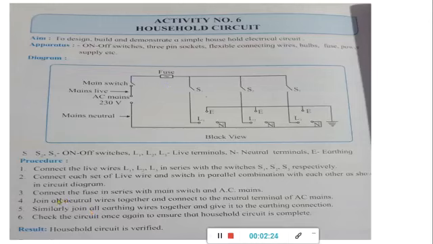Okay, so what do we have to do? We have to join all the neutral wires together and connect them to the neutral terminal of the AC mains. The AC mains will also have a neutral terminal, so what do we have to do with all the neutral wires? Connect them to one common point. Similarly, all the earthing wires we also have to connect together to the earthing connection. So these are the things in the household circuit.